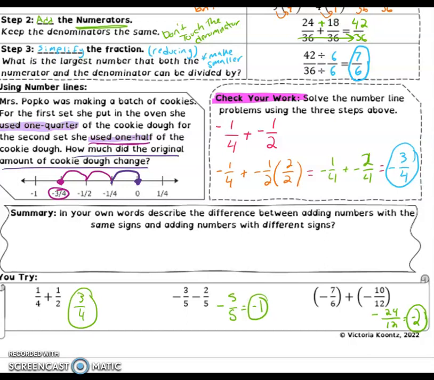Make sure you answer this summary question. It's really important that you can describe what's happening in adding same signs.